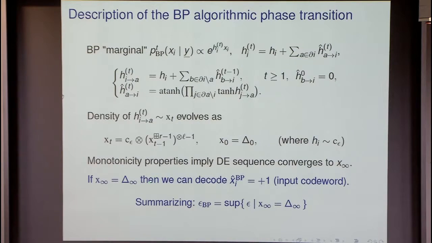And if you converge to the fixed point delta, the Dirac delta at infinite field, then these spins polarize and you can decode. Okay? So the formal definition of the BP threshold is the highest epsilon for which this fixed point here is the Dirac mass at infinity, so that you can decode. And beyond that, you cannot decode your bits with certainty.